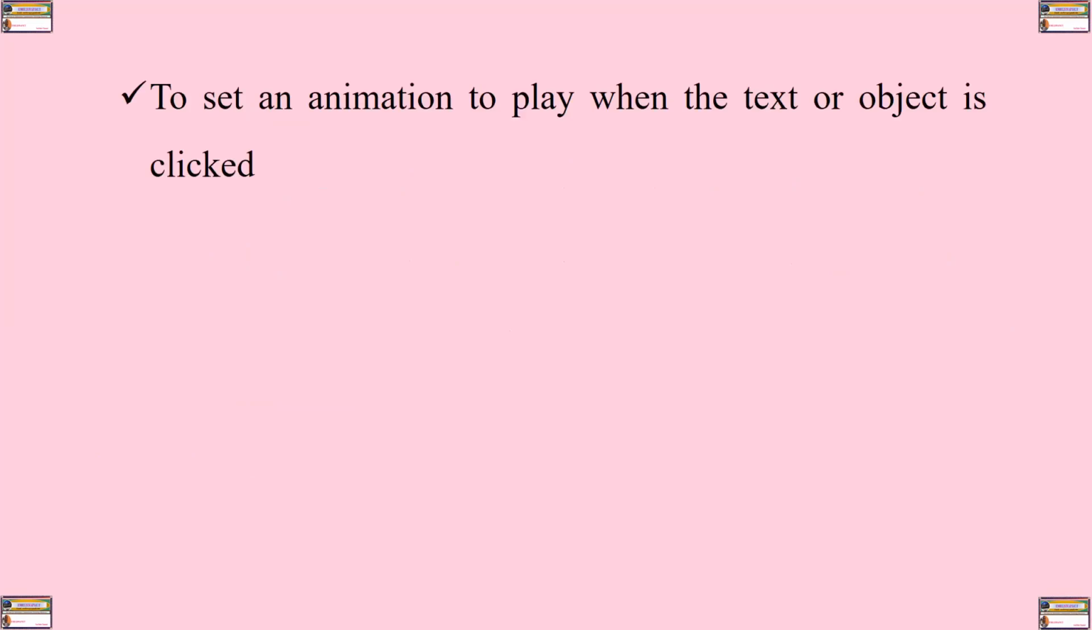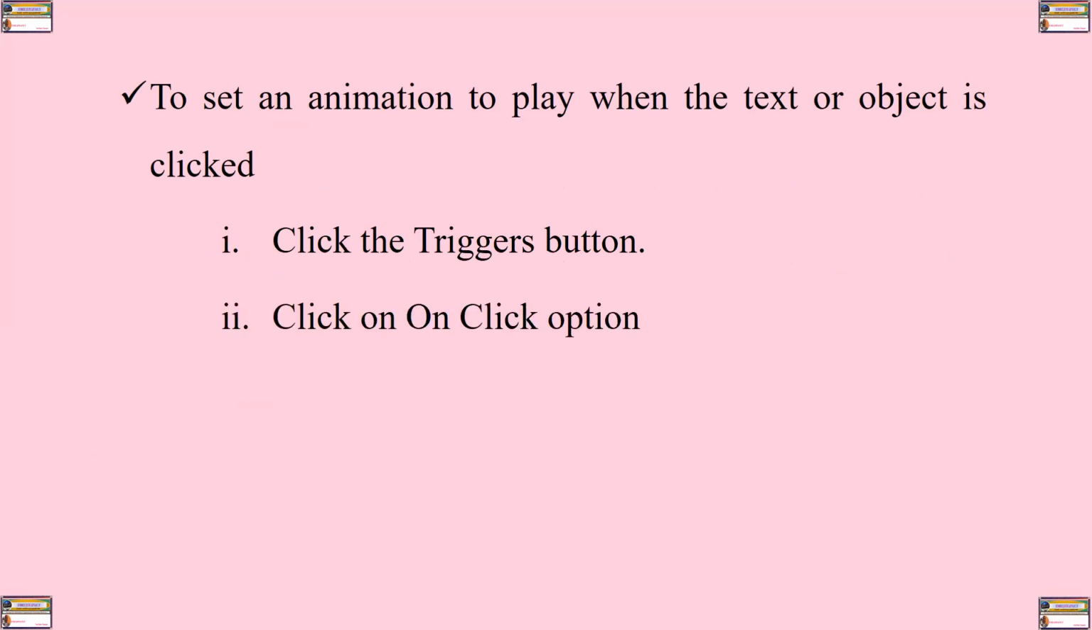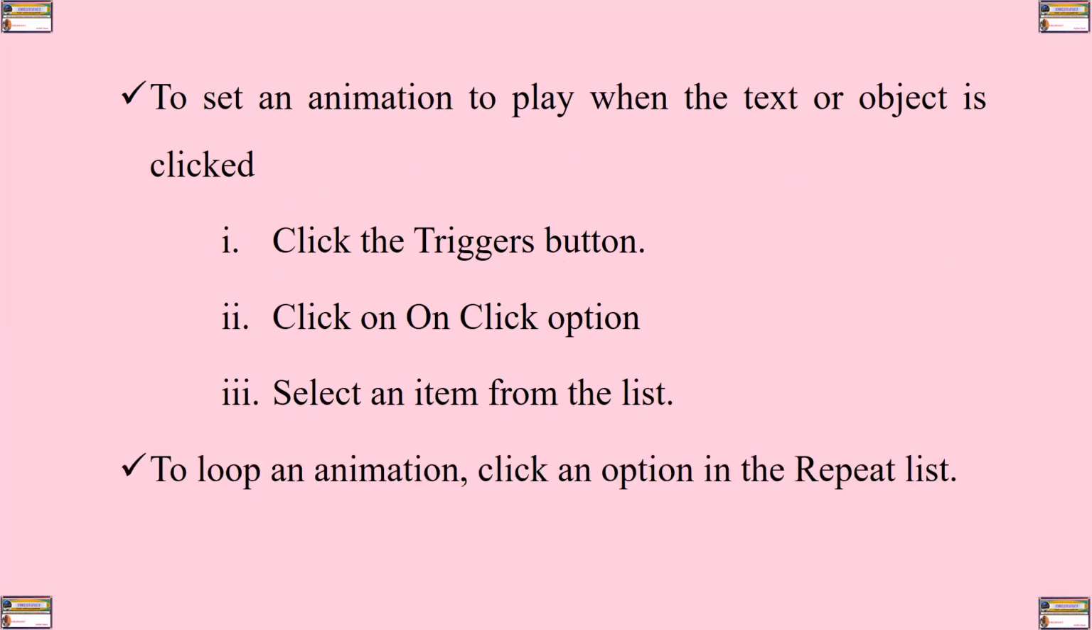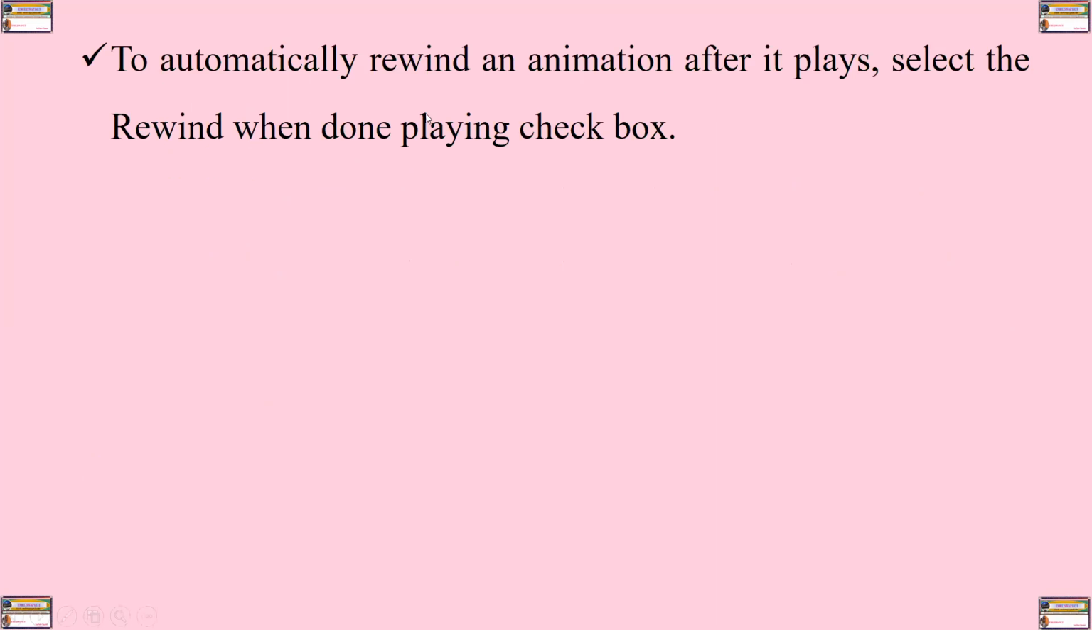To set an animation to play when the text or object is clicked, click the triggers button, click on the On Click option, then select an item from the list. To loop an animation, click an option in the repeat list. To automatically rewind an animation after it plays, select the rewind when done playing checkbox.